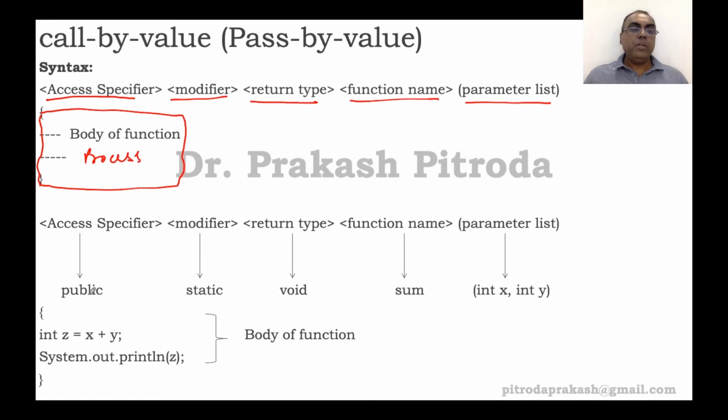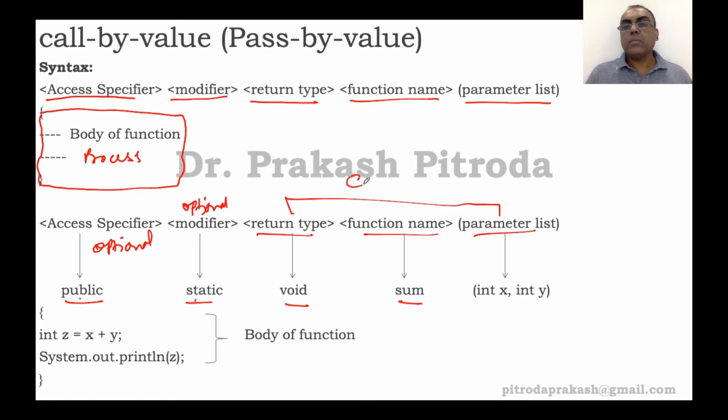So we take an example. For example, public static void sum. Since we are so used to writing public static void main, I have started with it, but as and when we progress, we will understand the meaning, and we will also learn to write functions without these two, which are optional. This is optional, this is also optional, but these three are compulsory. They are needed. All three are compulsory.